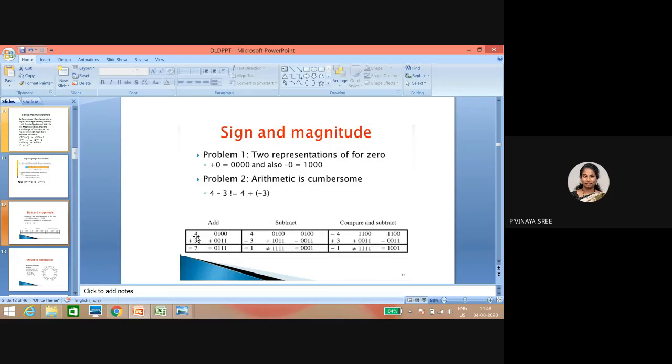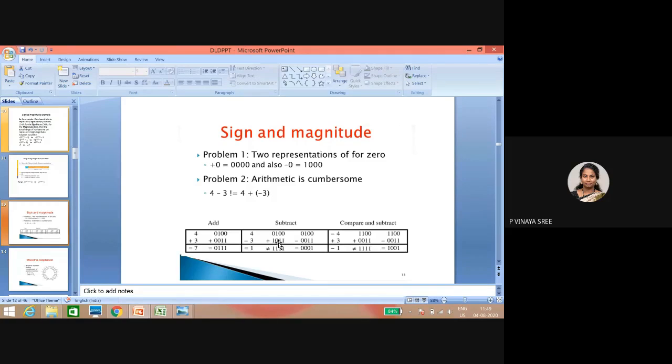See here, 4 means 0 1 0 0, 3 means 0 0 1 1. If you add 4 plus 3, you are getting 7. Now let us consider 4 minus 3. So 4 minus 3 means you have to get 1, and 1 is your answer. So 4 is written as 0 1 0 0, and minus 3 we are representing as what? Can anyone tell me minus 3 in signed magnitude representation?